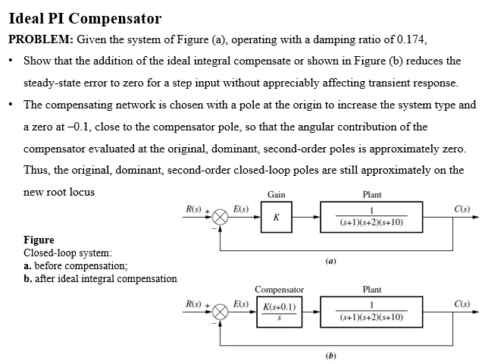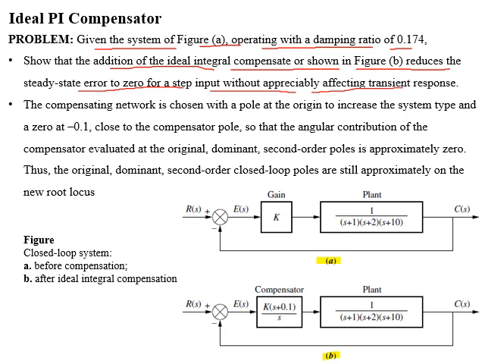Students, now in the given example, we will design a PI controller for a system to improve the steady state error. The uncompensated system is given in figure A, which is operating with a damping ratio of 0.174. We have to show that the integral compensator, or system shown in figure B, reduces the steady state error to 0 for a step input without much affecting the transient response.